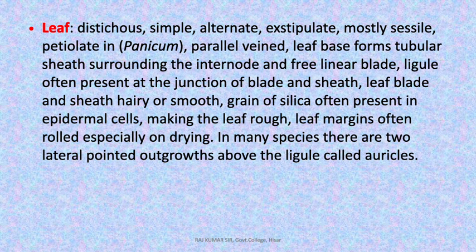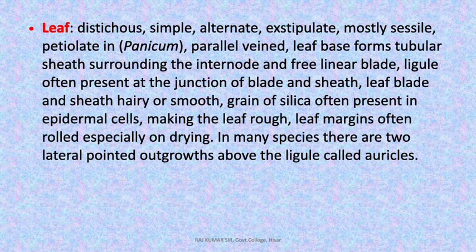The leaves are distichous, simple, alternate, exstipulate, mostly sessile, petiolate in Panicum, with parallel venation. The leaf base forms a tubular sheath surrounding the internode and free linear blades. Ligules are present at the junction of blade and sheath. Leaf blade and sheaths are hairy or smooth. Grains of silica are often present in epidermal cells, making the leaf rough.